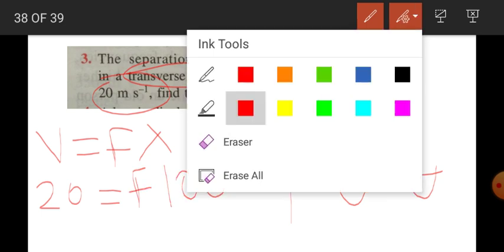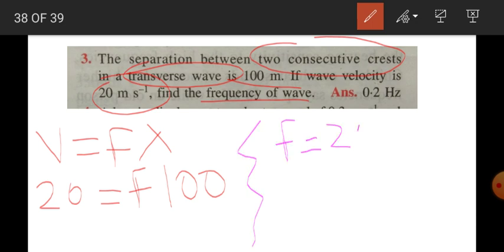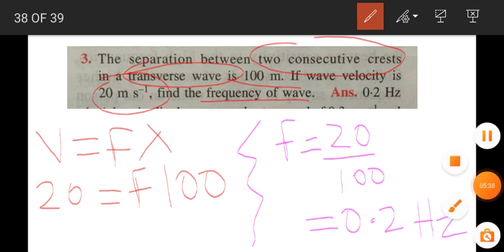Okay, let me solve it on this side. Let me erase this diagram. That's it. Now the calculation part I should leave for you. How much will this be? Will it be 0.2? Yeah, 0.2 per second or hertz. Hertz is the unit of frequency. If you write per second, that is also correct.